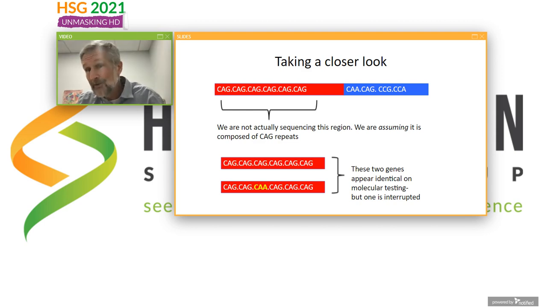And those interruptions may be part of the important answer to the question of why are some repeats more unstable than others? Why do some tend to grow when they're passed and others don't? Why do some people with the same repeat size have earlier onset or later onset? So again, one clue may be in the actual content of the repeats, that there could be interruptions.